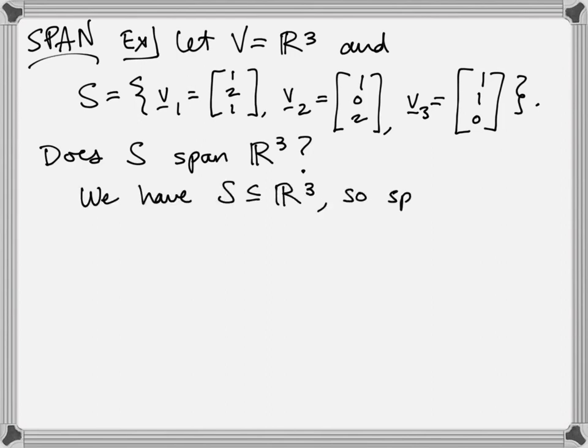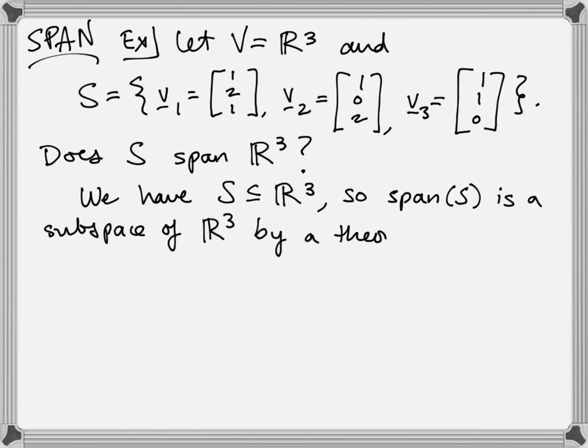Well, I already know that S is a subset of R3 because those are three vectors that are in R3. And we've got a theorem then that tells us that the span of S is a subspace of R3 and hence a subset of R3. So all we really need to show, if we want to show that R3 is spanned by this set, is that R3 is contained in the span of this set S.